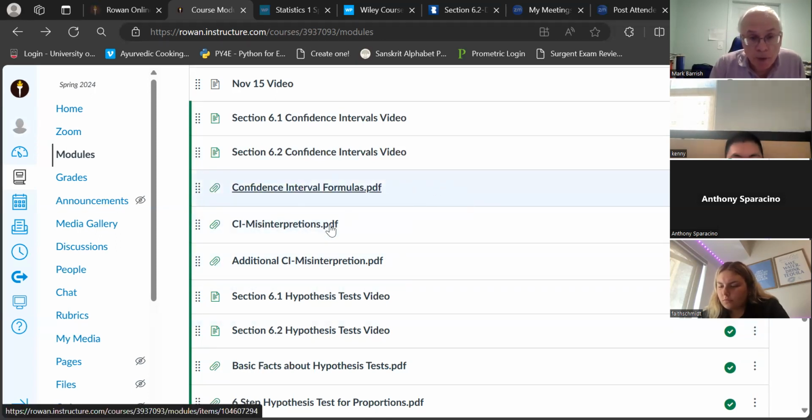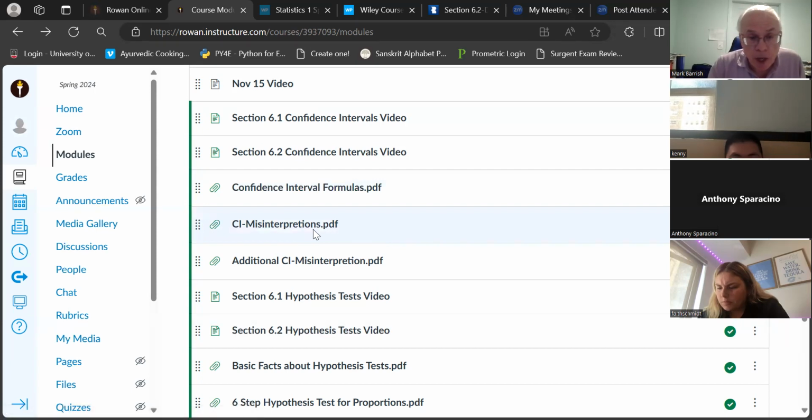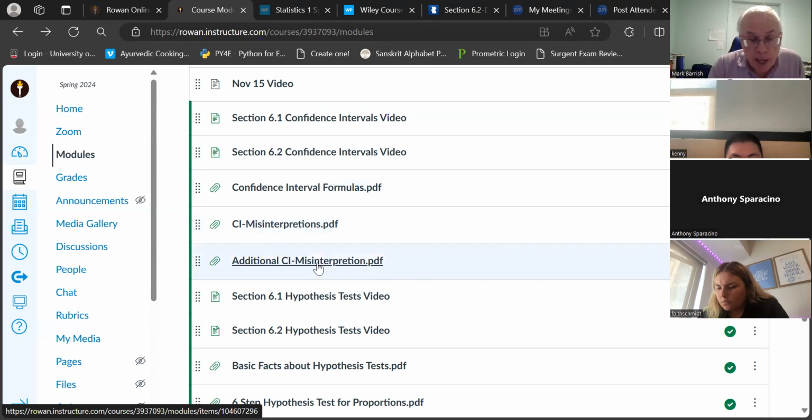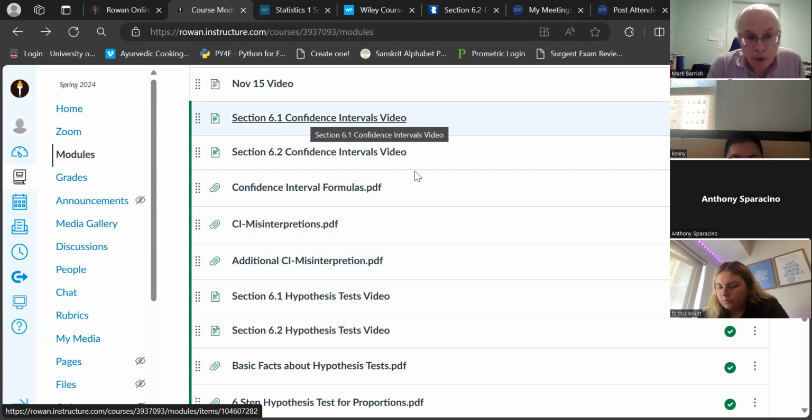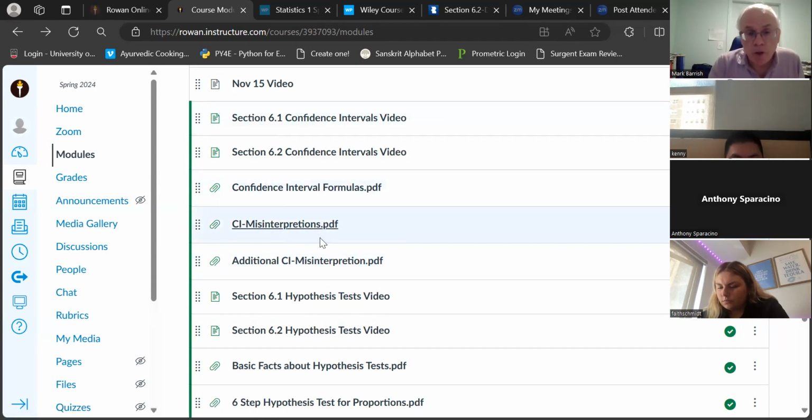In addition, and I might be referring to these during our class today, I've created these PDF documents which give a review of all the things that you need to know for confidence intervals. For example, there's confidence interval formulas. Also, the misinterpretations of confidence intervals. There's a PDF that's right out of the textbook. I actually have added an additional confidence interval misinterpretation. Sometimes in the final exam, there are questions regarding the misinterpretation of confidence intervals. So it's good to know these. I printed them out so that you'll have easy access to them.